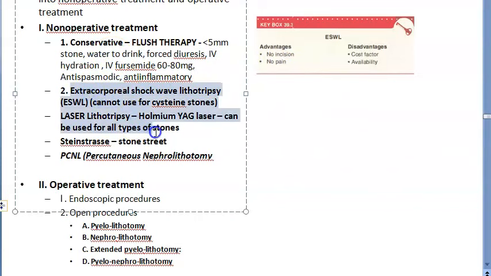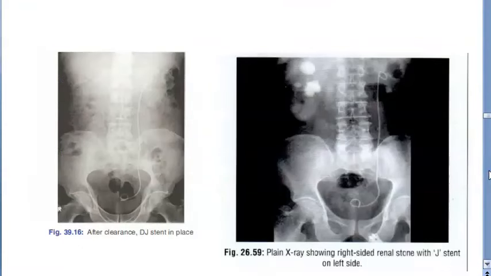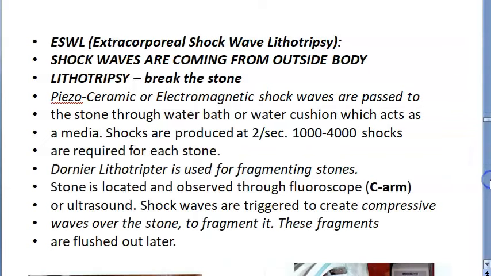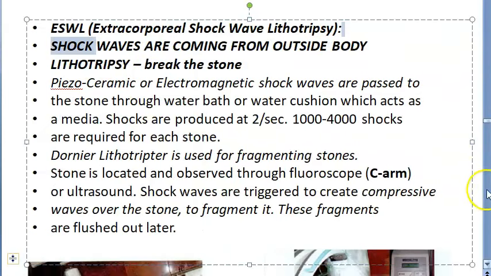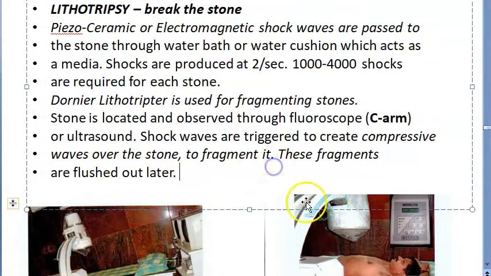Then we looked at extracorporeal shockwave lithotripsy, ESWL. Basically, I told you already, we cannot use it for cystine stones because cystine stones are hard. In this extracorporeal shockwave lithotripsy, they are putting this kind of a DJ stent. So look at this. Extracorporeal shockwave lithotripsy: the shockwaves are coming from outside the body. So look at the photo, then only you will understand.